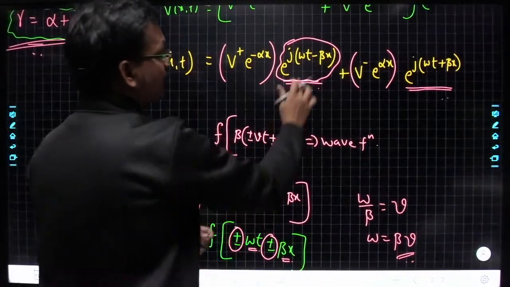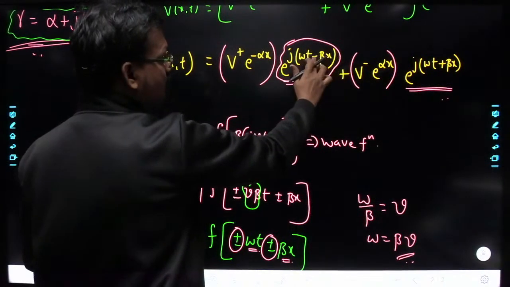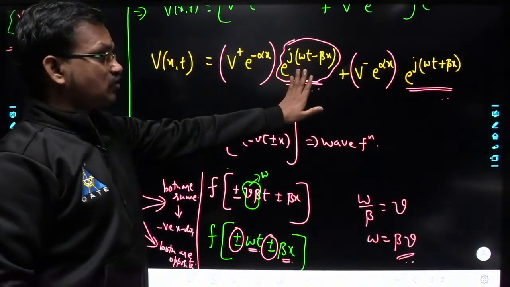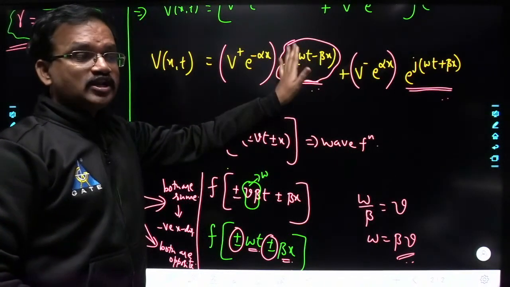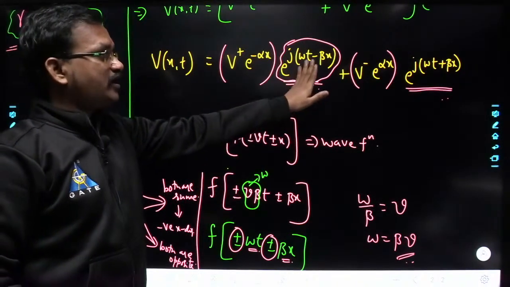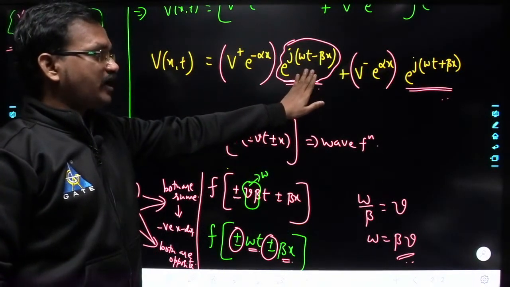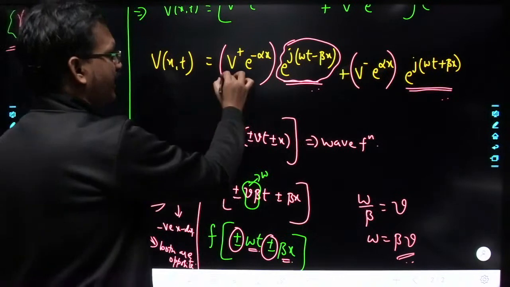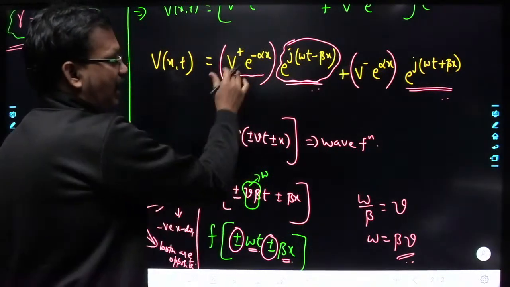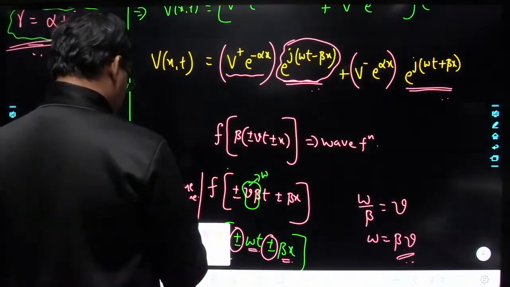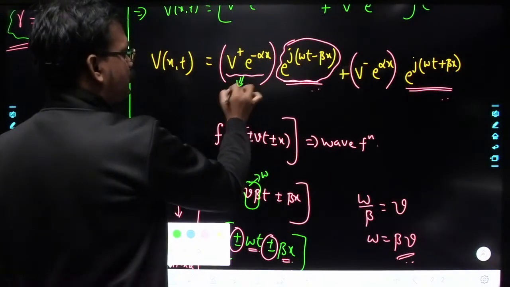Now here, the polarity before omega t and the polarity before beta x are of opposite polarity. So this represents a wave that is propagating in positive x direction. If it represents a wave that is propagating in positive x direction, then this represents the amplitude of the wave. Yes or no?